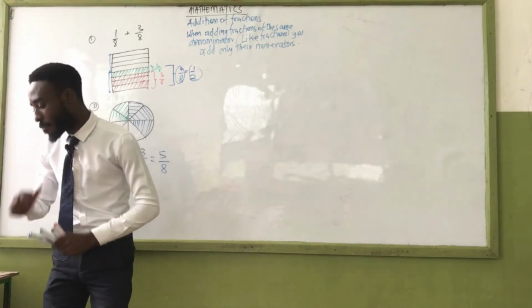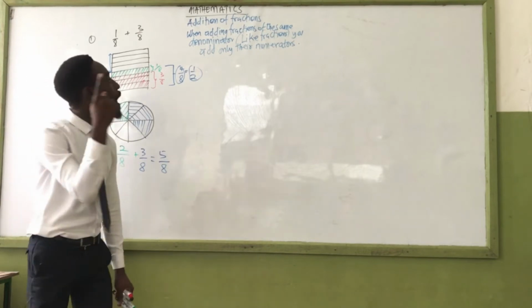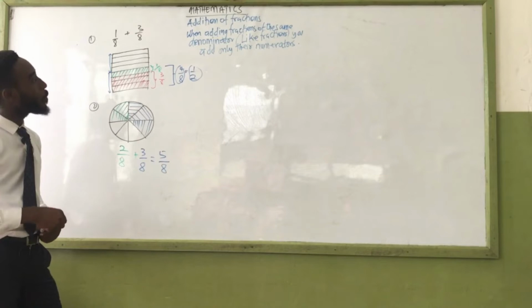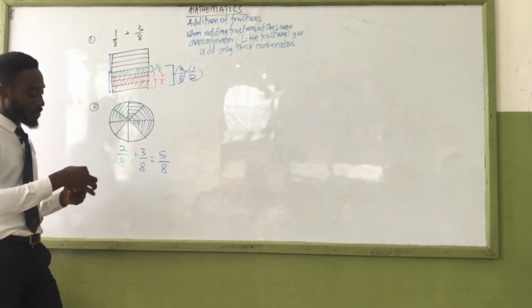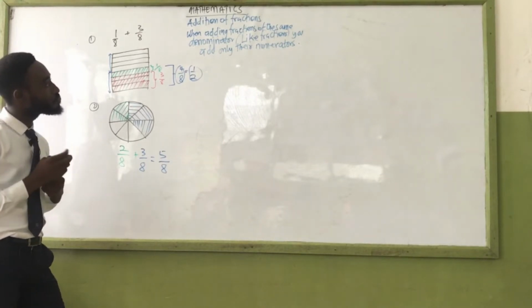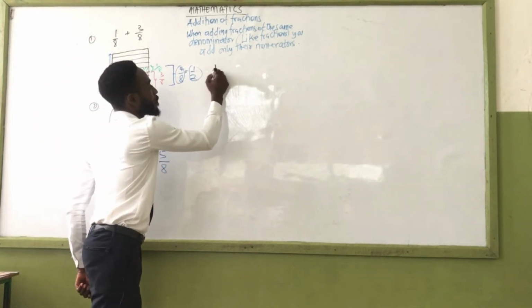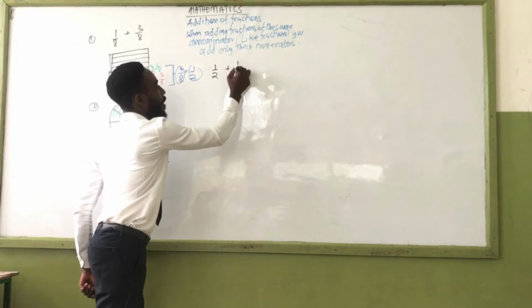Now, what happens if we have a fraction where we are supposed to add with different denominators? So let's try an example like this: 1 out of 2 plus 1 out of 3.